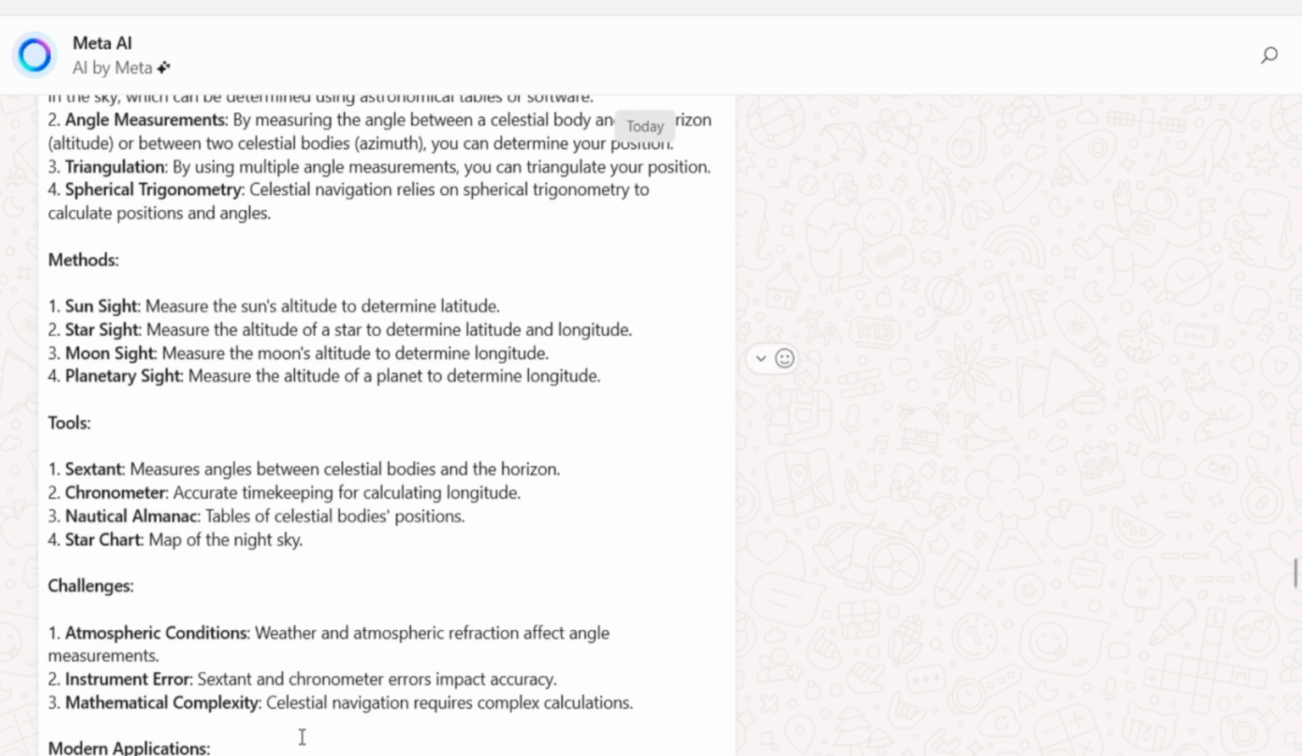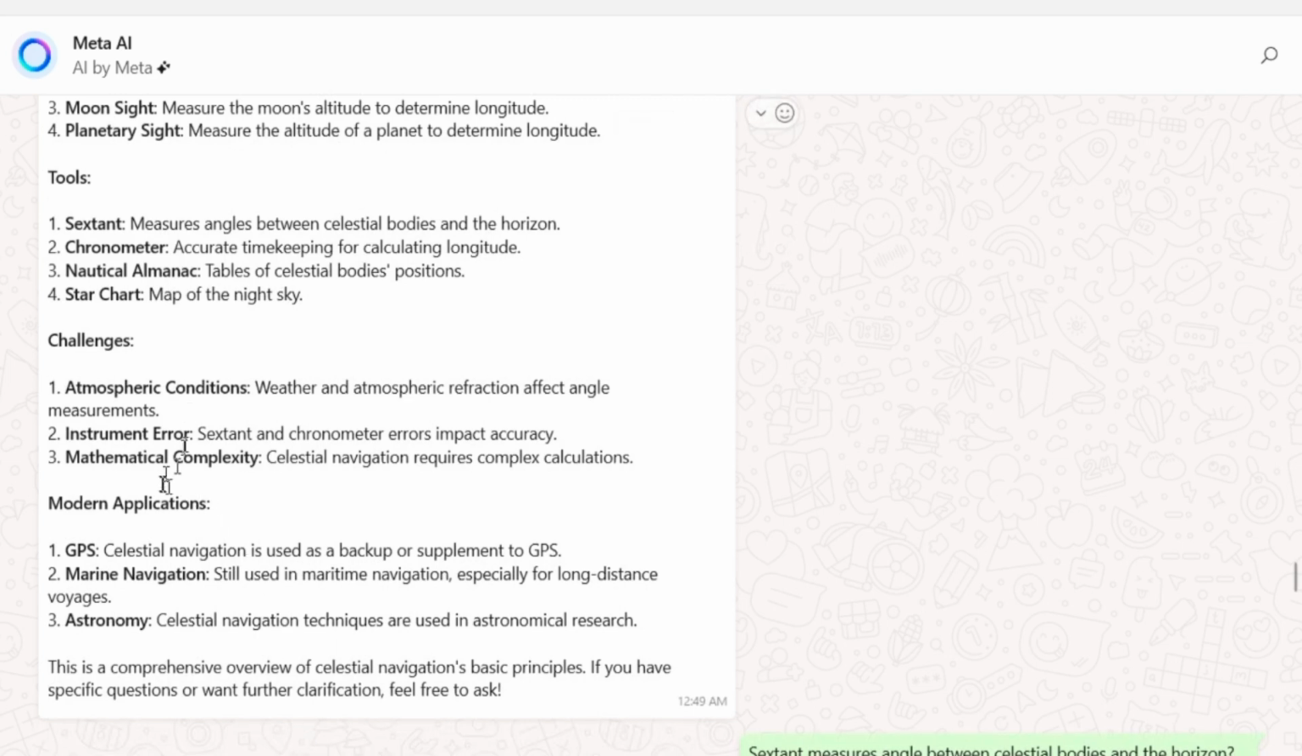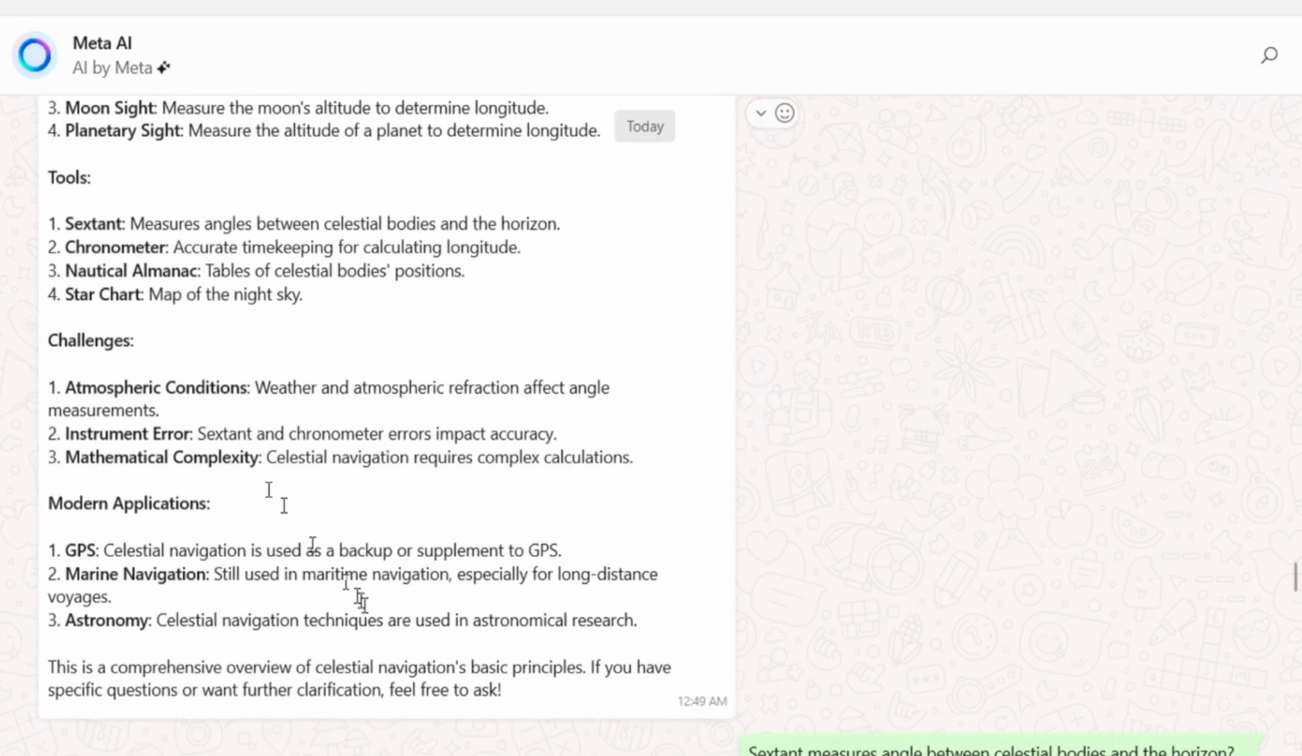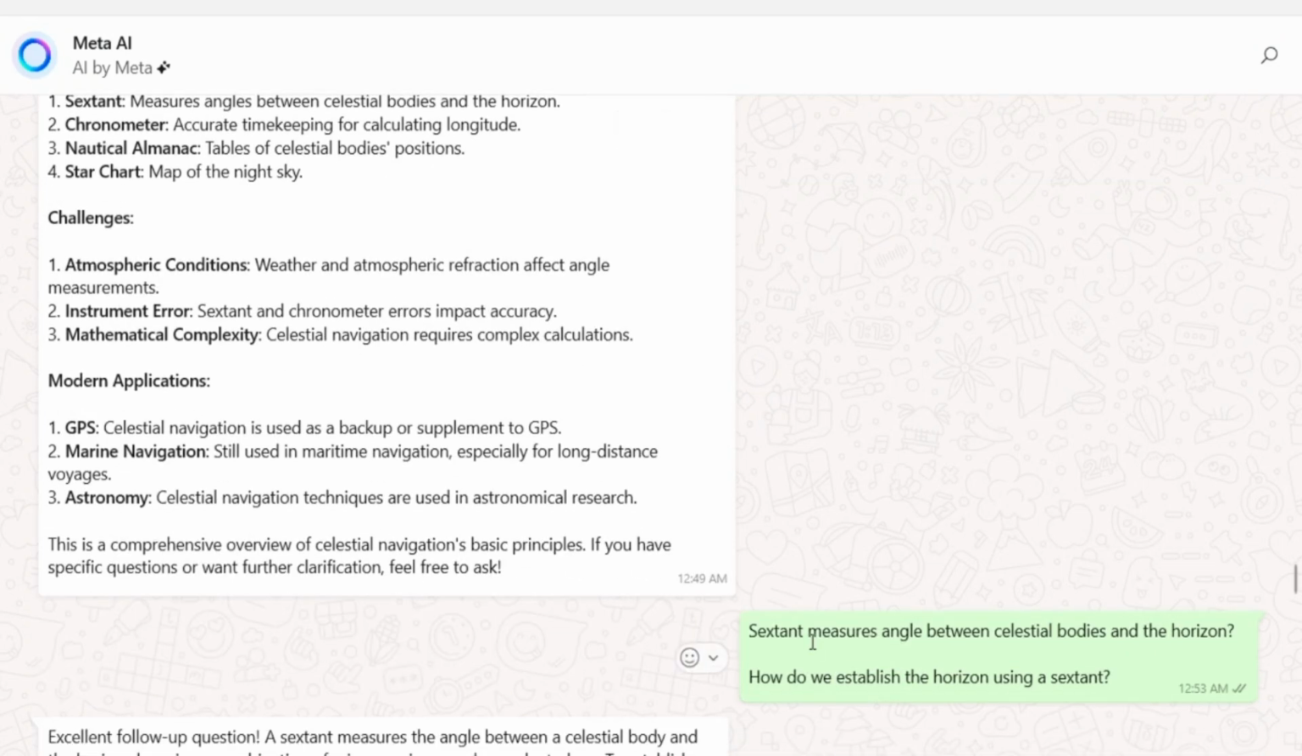So, moving on, lots of garble about celestial navigation, but I cut to the chase and say, sextant measures angle between celestial bodies and the horizon, right? Question mark. How do we establish the horizon using a sextant?